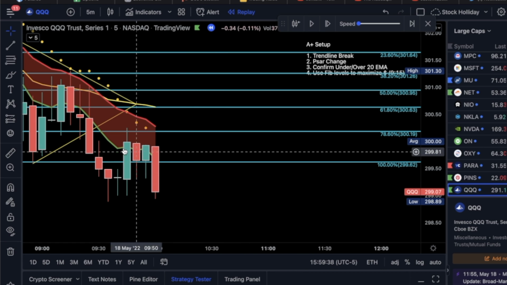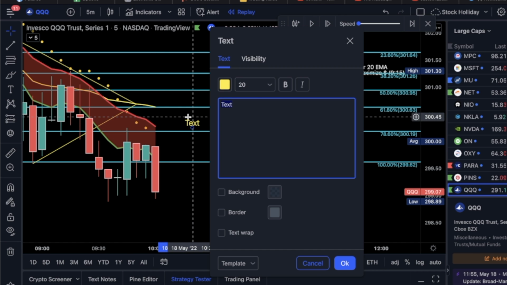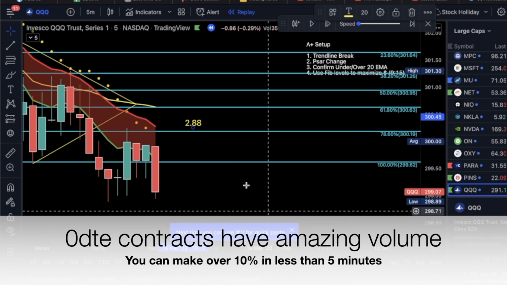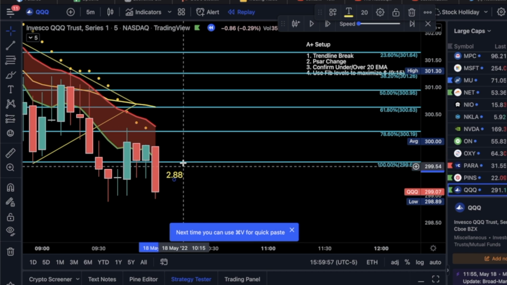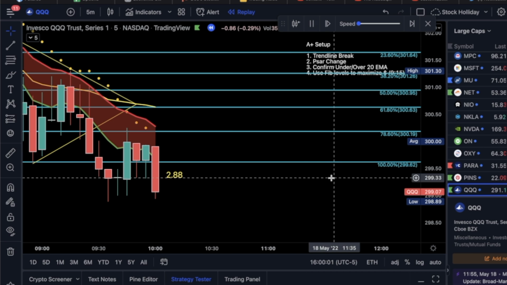So I'm in here at this point, and for the price of these contracts, I use 0 DTE because I have no plans of actually keeping them overnight. These puts, I think they were the 297 puts. They were $2.88 right here at this point. So we'll just keep this here, and we will play this throughout.